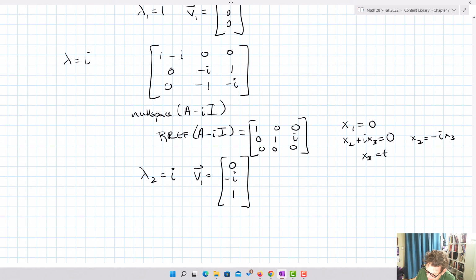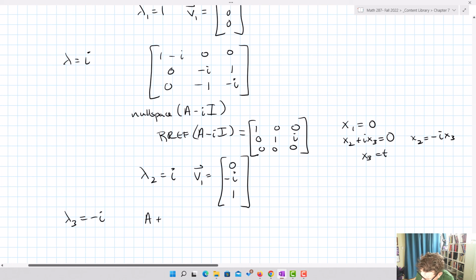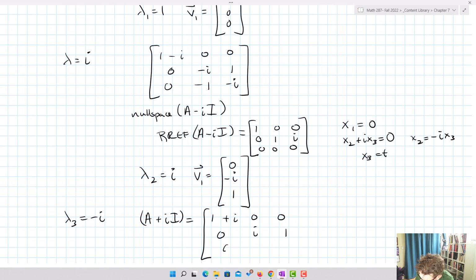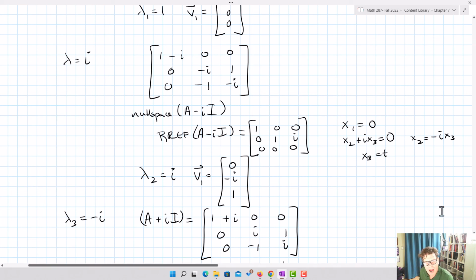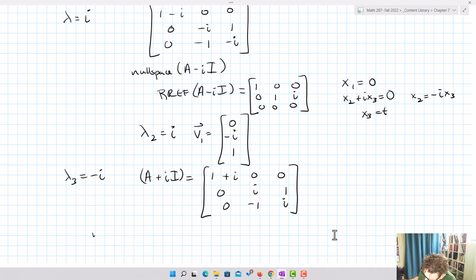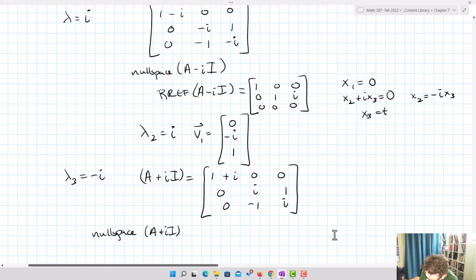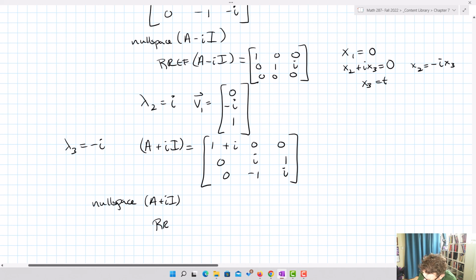Now we've got to figure out lambda 3 equals negative i. We'll take A plus I, and that's going to end up equaling 1 plus i, 0, 0, 0, i, 1, 0, negative 1, i. Again, all I've done there is add negative i along the diagonal to find my null space. I'm going to find my null space of A plus I.